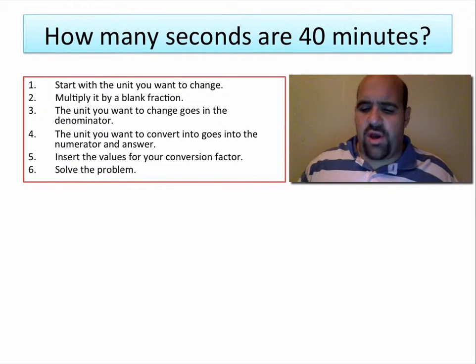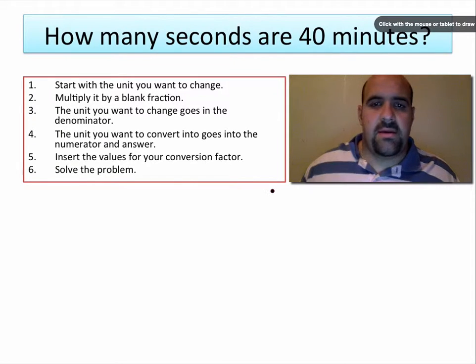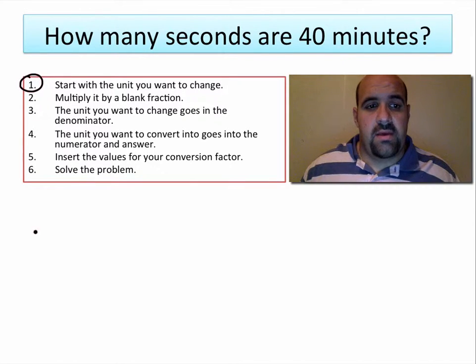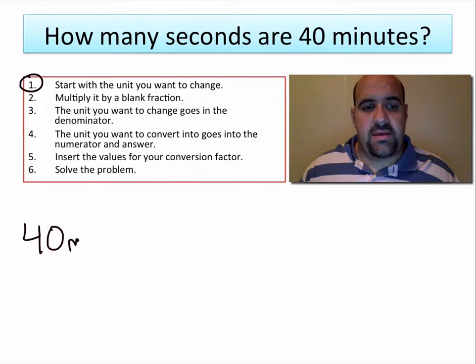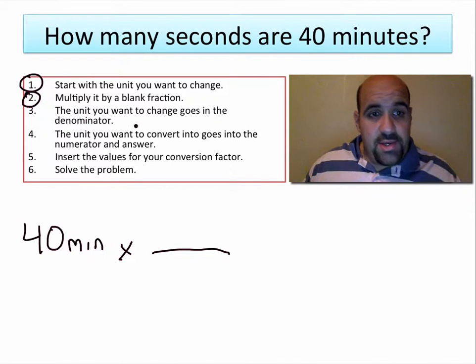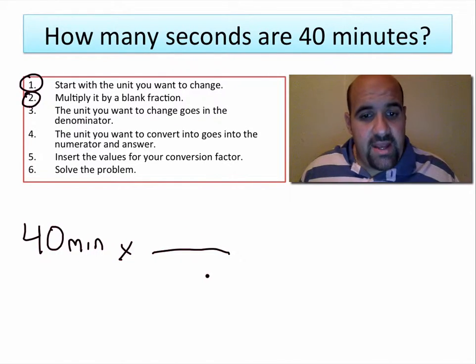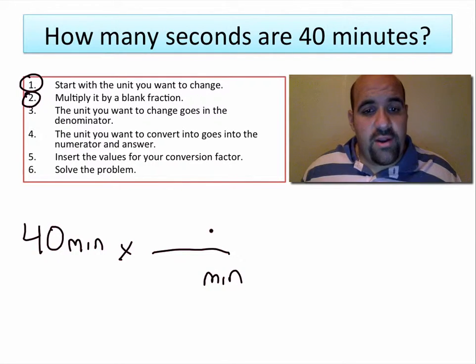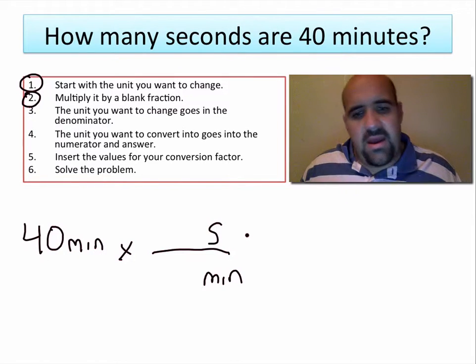How many seconds are in 40 minutes? So the unit I start with is 40 minutes. And I'm going to take that 40 minutes and multiply it by a blank fraction. The unit I want to change goes in the denominator. Minutes are here, so minutes has to go here. The unit I want in the answer has to go in the numerator. I'm going from minutes into seconds, so seconds has to go over here. And I know seconds is also going in the answer for now.